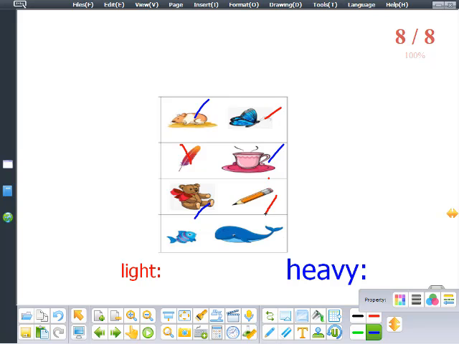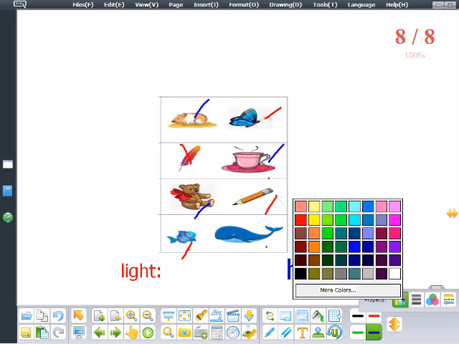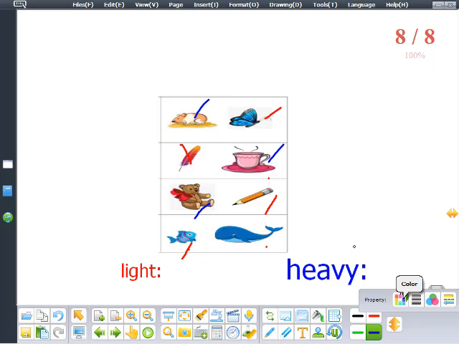Well, what about the small fish? It's small. Is it light or heavy? When it's small, it's so light. According to the dolphin, it's so light. The dolphin is heavy, so heavy. So the fish is light. Make it with red. And the dolphin is heavy, so make it with blue.